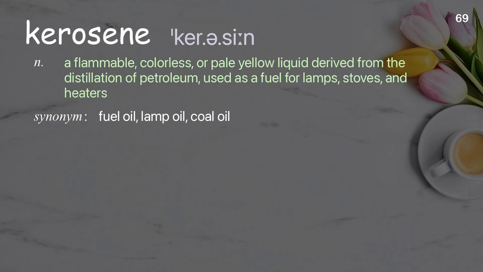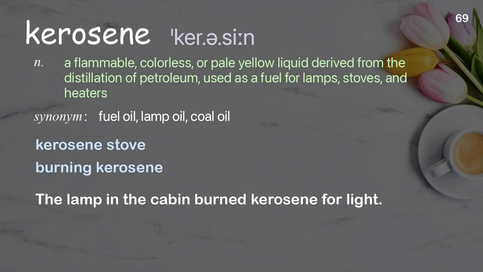Kerosene: a flammable, colorless, or pale yellow liquid derived from the distillation of petroleum, used as a fuel for lamps, stoves, and heaters. Examples: Kerosene stove. Burning kerosene. The lamp in the cabin burned kerosene for light.